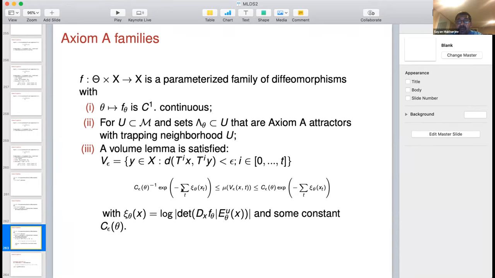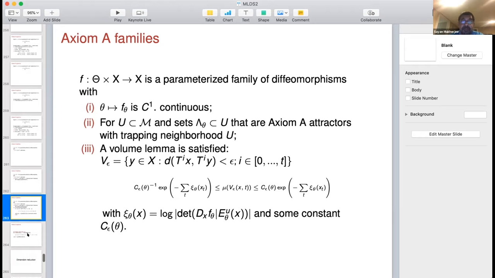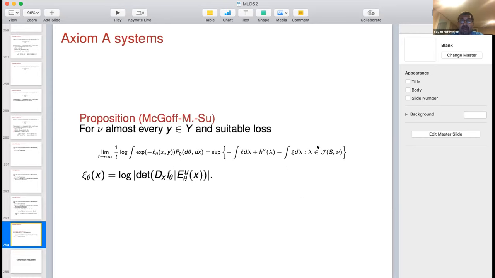And what this volume lemma really does is it states basically you have this exponential scale, right? And this right here is parameterizing the family of dynamical systems. And this volume lemma is basically saying you have this exponential scale. Once you have this exponential scale, you have a large deviation result. Okay. And so for nu-almost every y, you have this large deviation result.